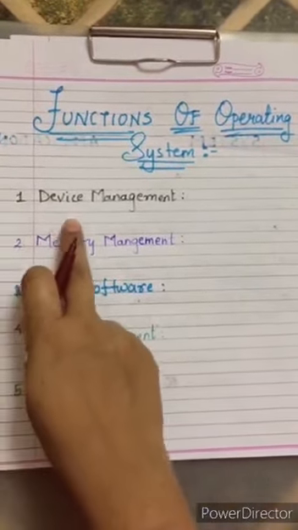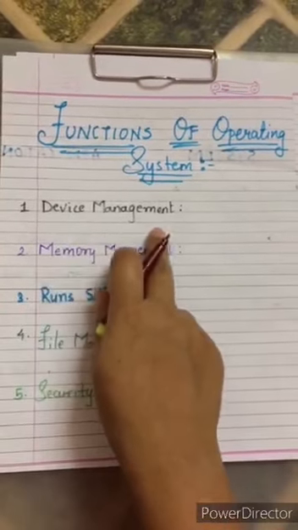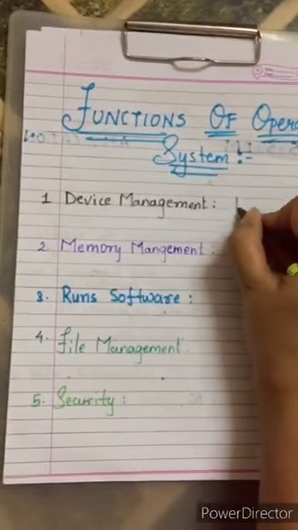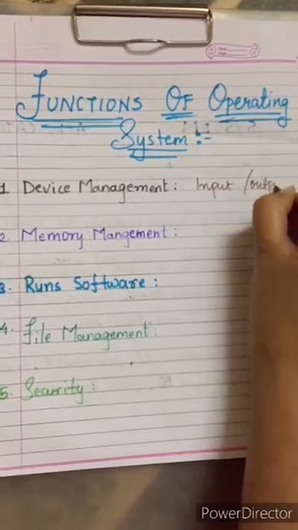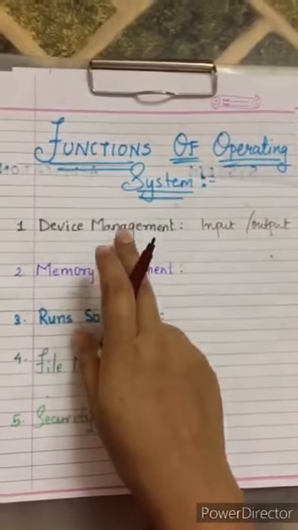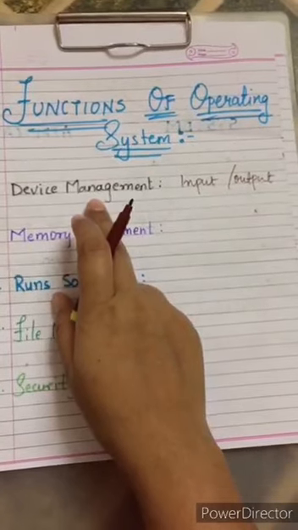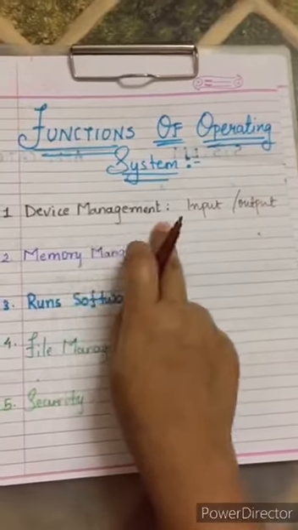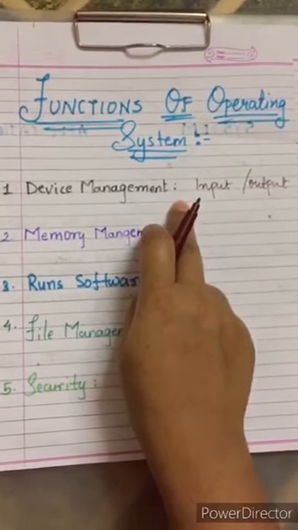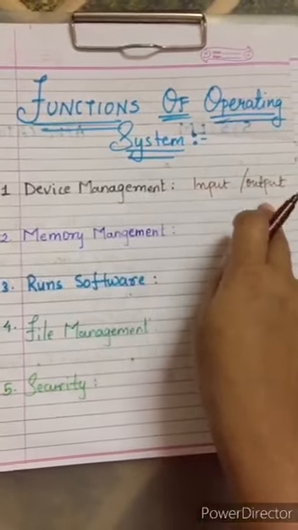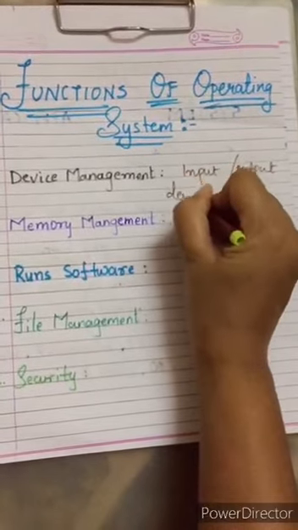The operating system manages all the devices, that is all the input and output devices. Whatever input and output devices are working, they are all managed and controlled by device management. That is a function of the operating system. It manages all the input and output devices.